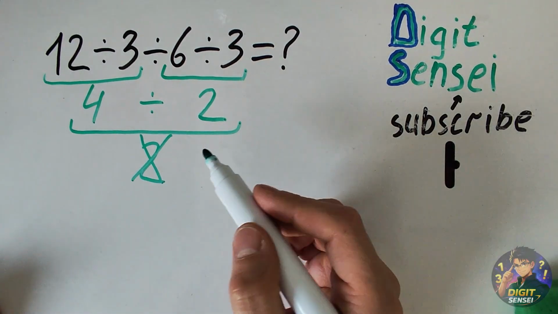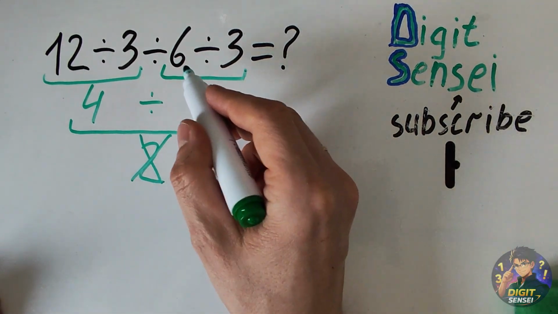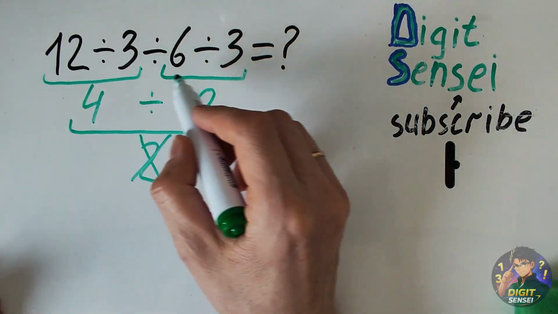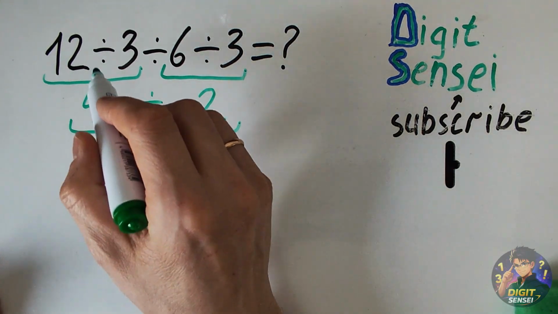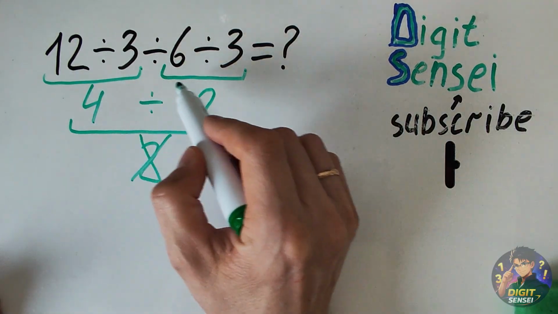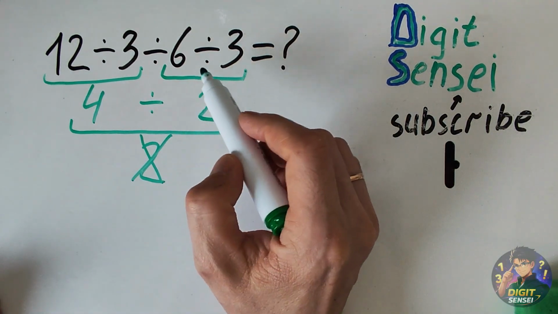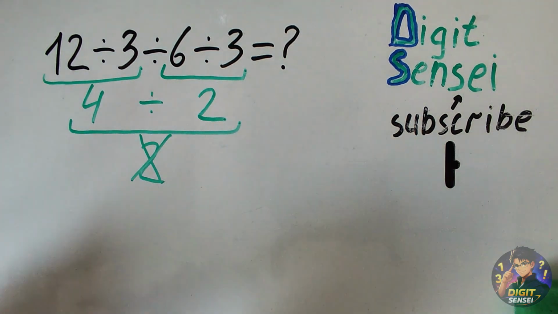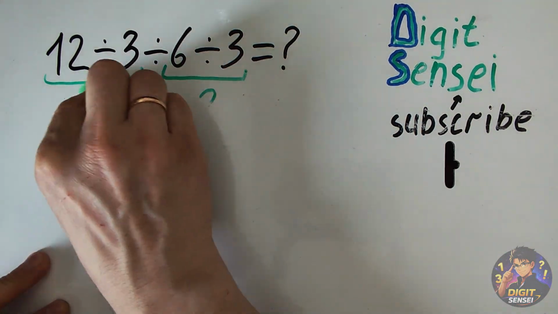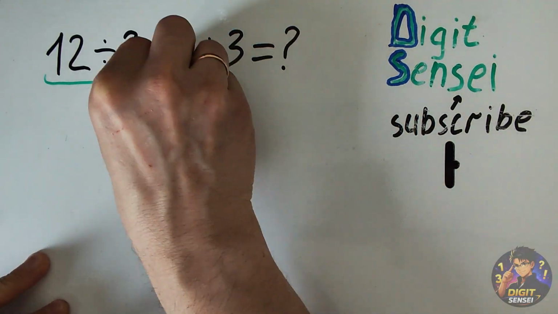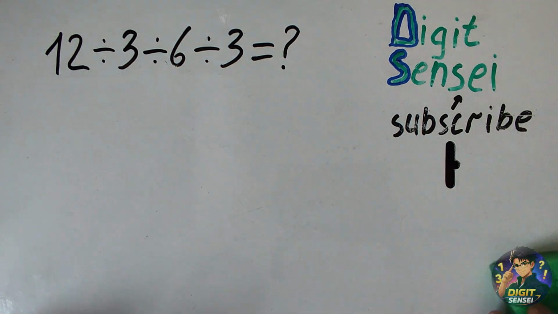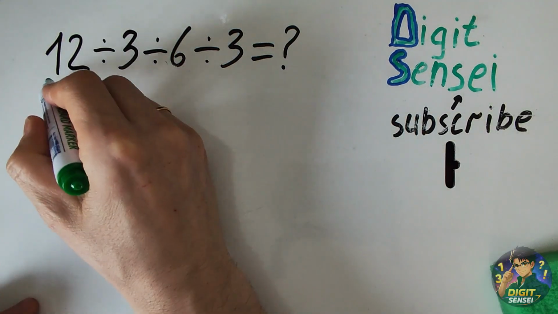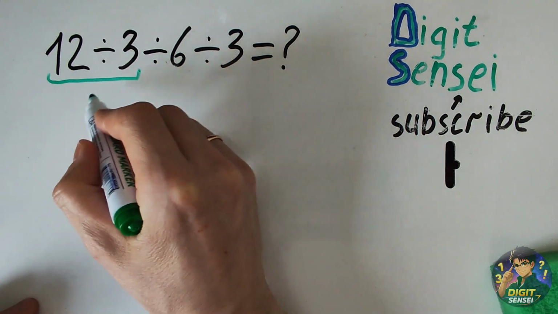Because according to the order of operations, when we have more than one division in an expression, we have to go from left to right. So here first we have to do this division, then this division, and finally this division. If we do this division before this division, it is wrong.